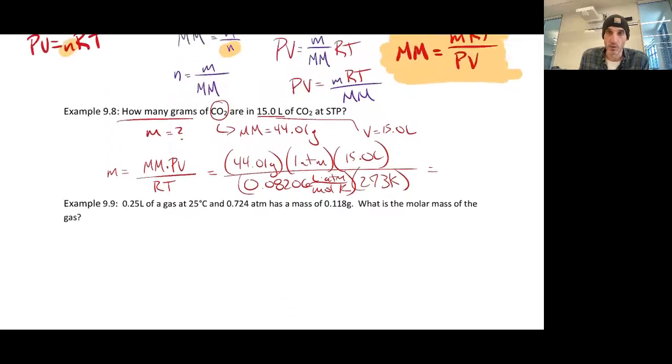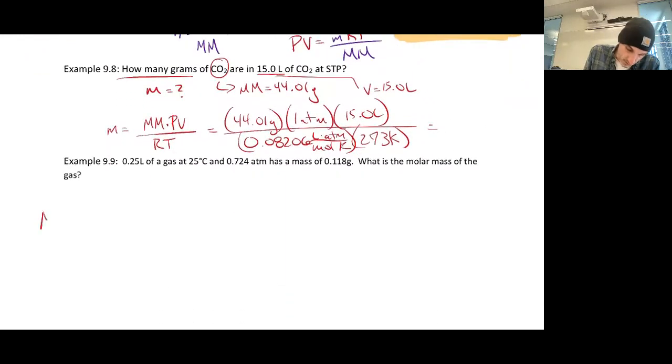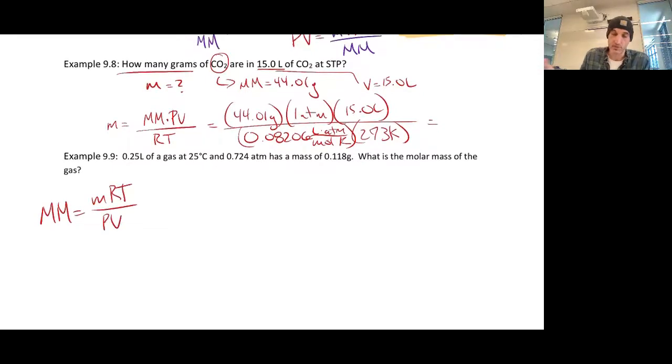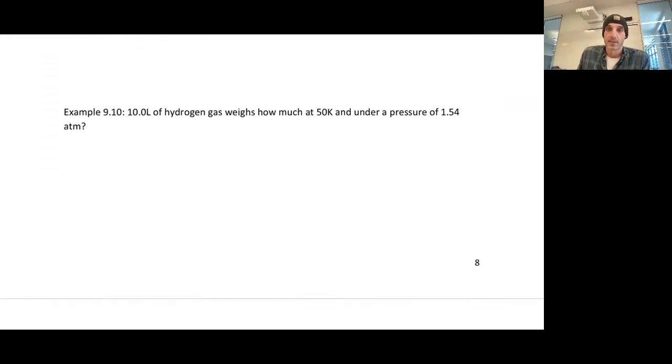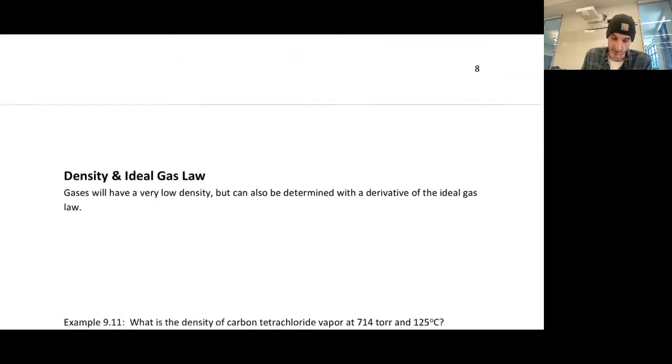Same thing here, only we are again using the molar mass equation. Molar mass is equal to mass times RT all over PV. Can we figure out what the molar mass of this gas actually is? Same thing here. If we have 10 grams of hydrogen gas, how much does it weigh when it's at 50 Kelvin under a pressure of 1.54 atmospheres? We're going to use the same exact equation. Again, sometimes the molar mass is hidden in what type of gas it actually is. So let's take a look at that.